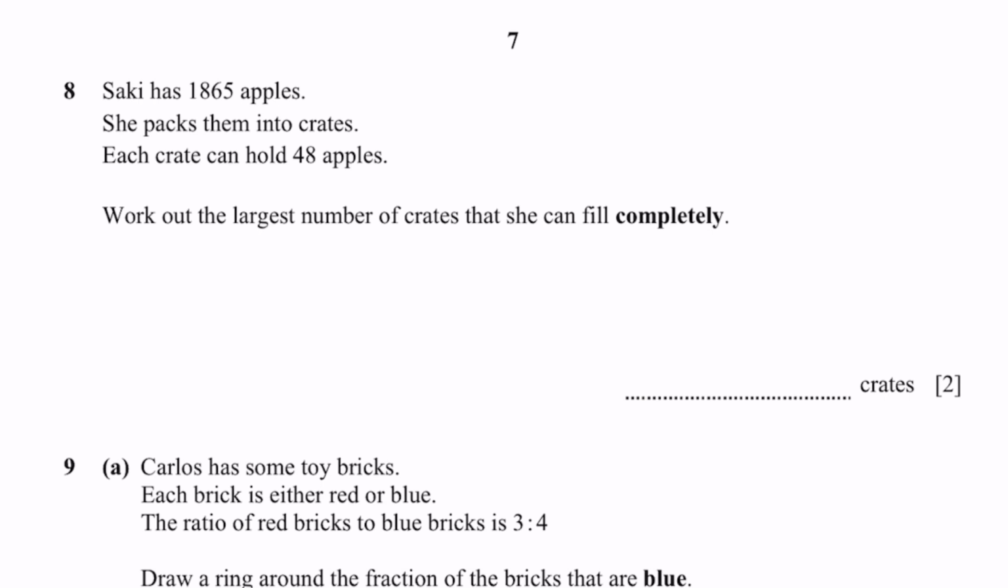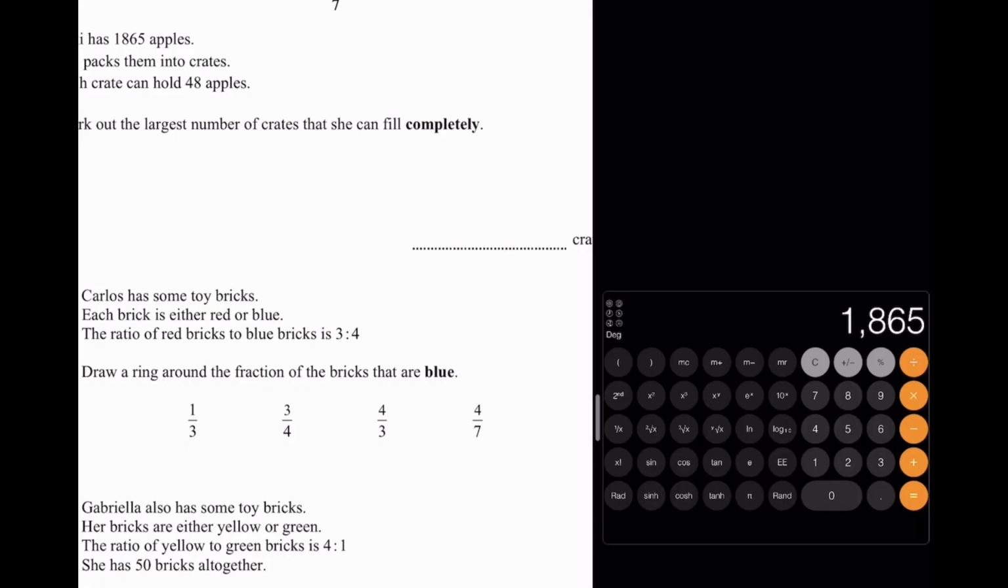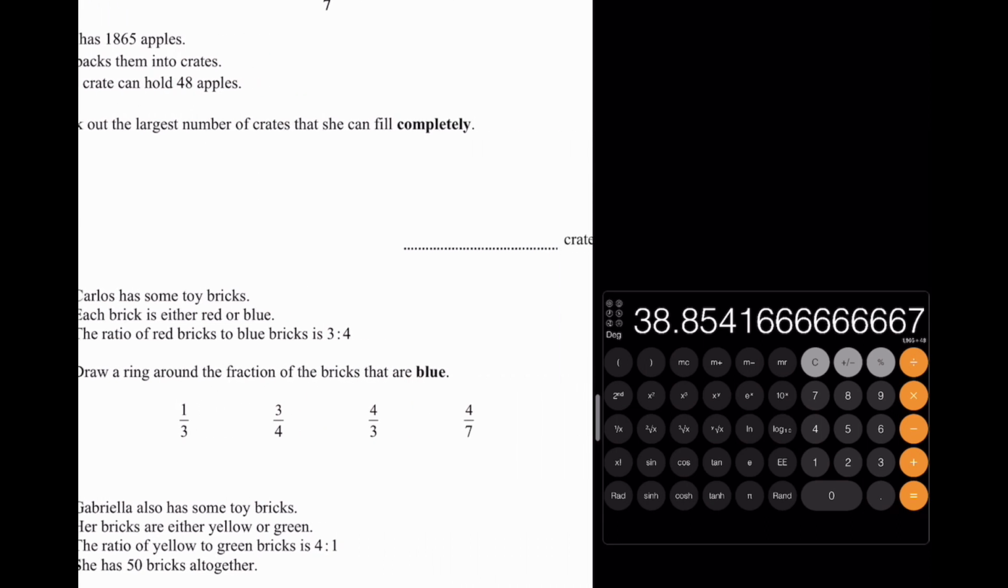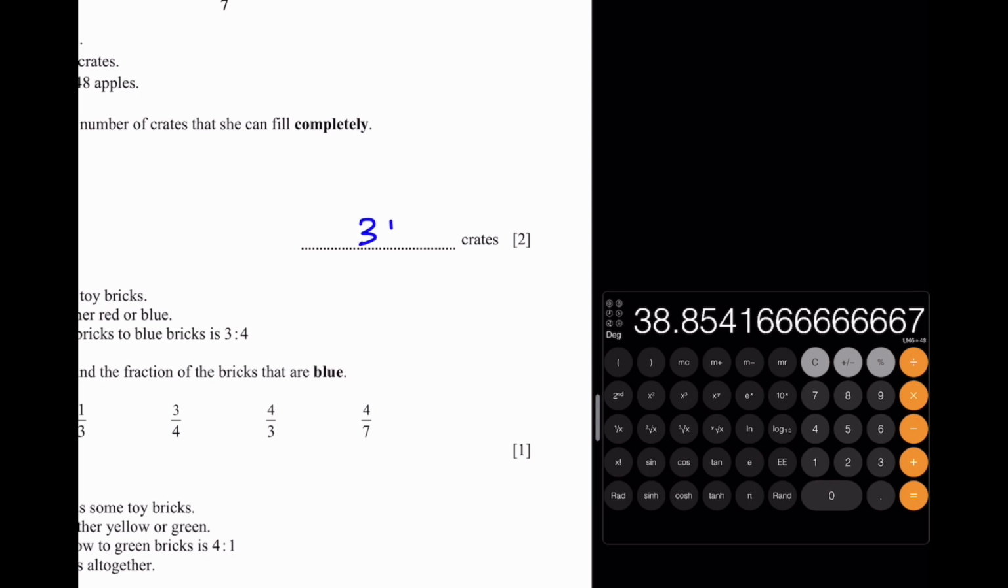Saki has 1,865 apples. She packs them into crates, which each crate can hold 48 apples. Look at the largest number that she can fill completely. We can use a calculator to divide this. 1865 divided by 48 is equal to 38.8541666 and so on. Anyway, this means 38 are full and there's a remaining amount, which means we can say that 38 crates can be filled completely.